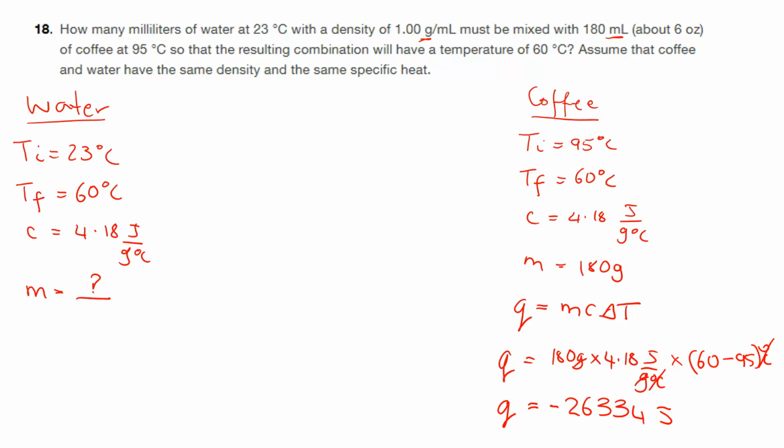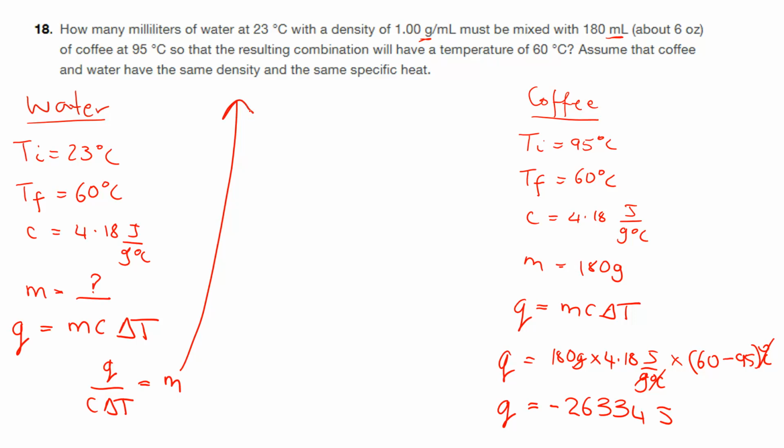So what about the water? Well, the water is going to gain that amount of heat. For the water, Q equals mc delta T. Now, we're trying to solve for M, so Q on C delta T will be equal to M. The amount of heat that the water gains is equal and opposite to the amount of heat that was lost by the coffee. So Q will be 26334 joules.